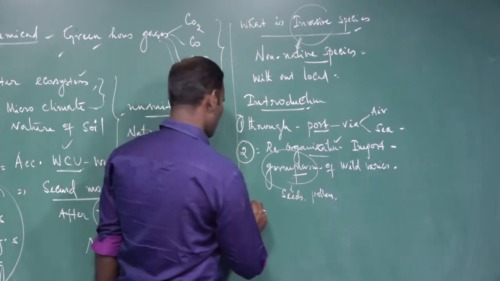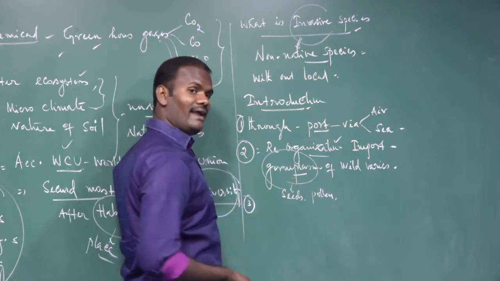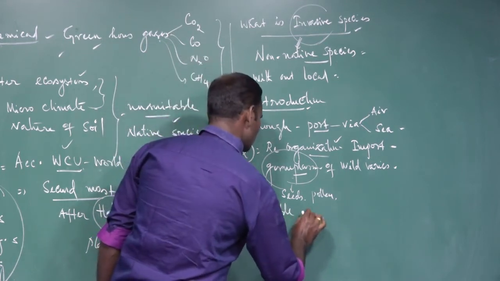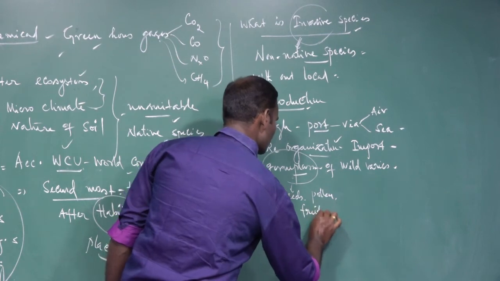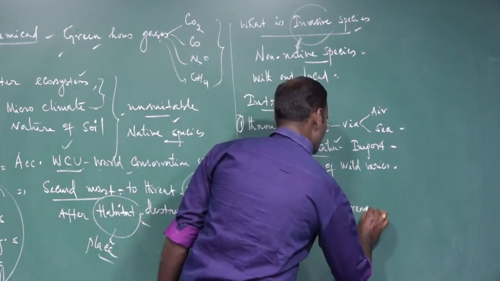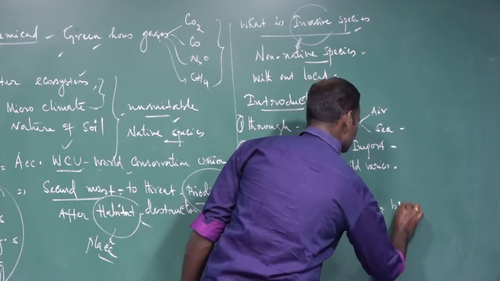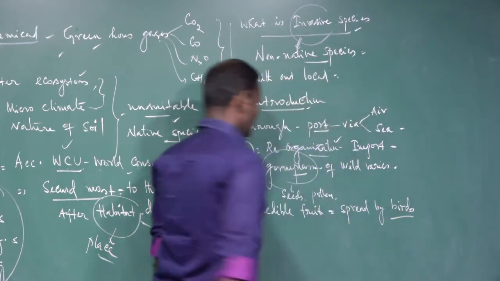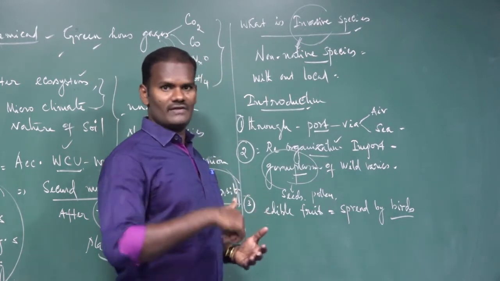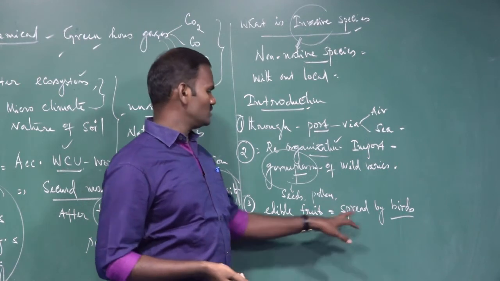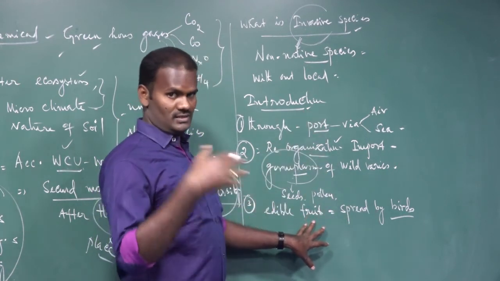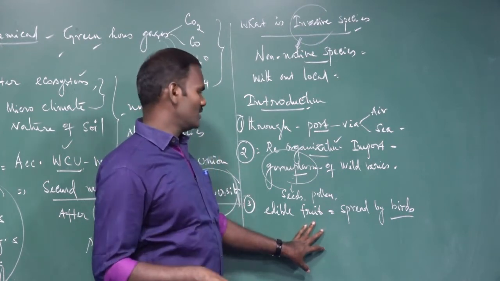These are the second way. Then third, certain alien species with edible fruit, which are naturally spread by birds. Certain alien species used as edible fruits are introduced in our country. They are naturally spread by the birds. These are the three ways these foreign species are introduced in our country.